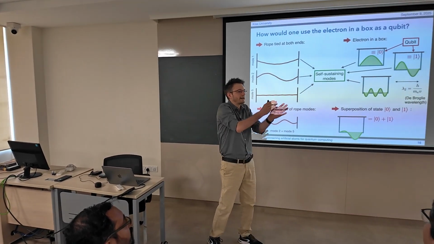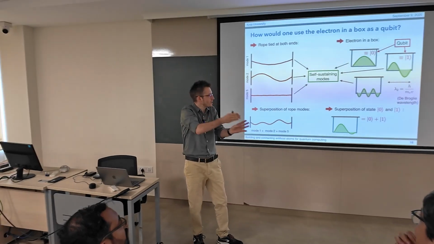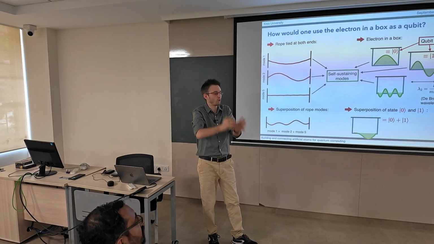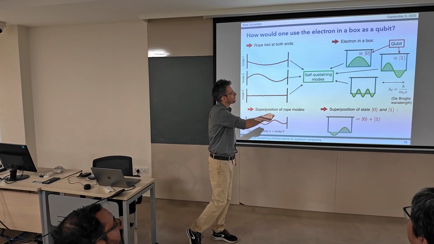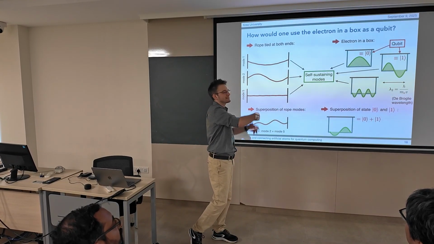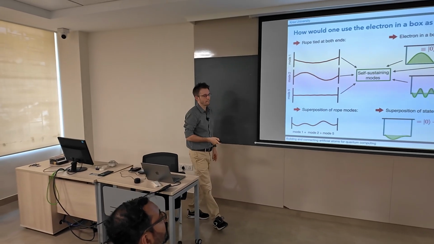Qubits are identified with some of the self-sustaining modes of a quantum system, some of the eigenstates of a certain system. Let's say this is the 0 state, this would be the 1 state, and then this is how you would want to encode your quantum information.